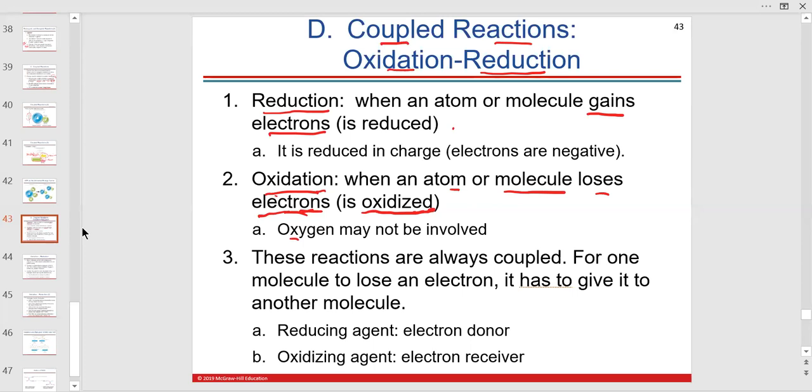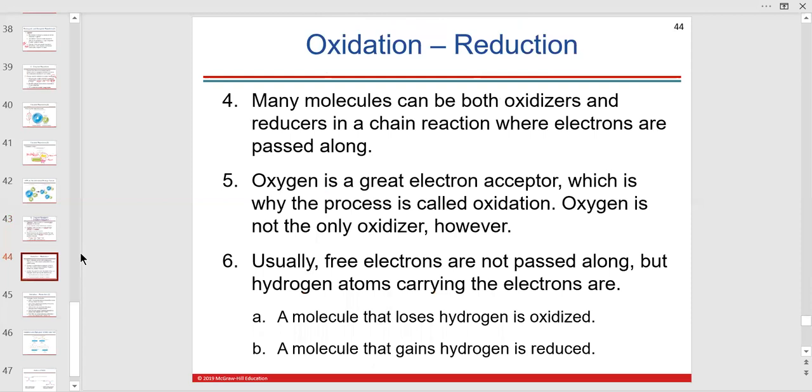So the reactions are always together. That's why they call them redox or oxidation reduction reactions. So it's giving the electron to another molecule. Again, it's not loss and gain, it's not ionic bonding. We're not talking about that. So something that's going to reduce another molecule is an electron donor. So it's a reducing agent. An oxidizing agent is the one that receives the electron. That's a little confusing, but we'll have to break it down.